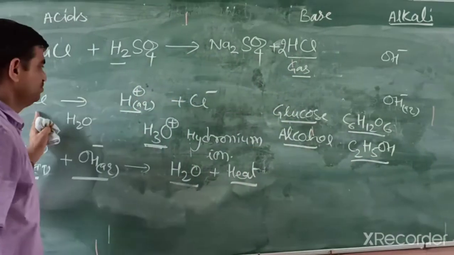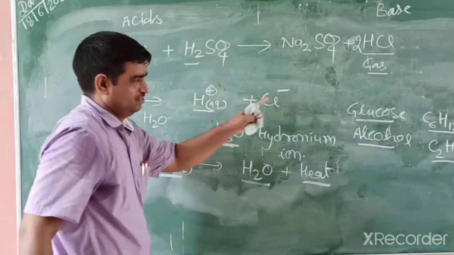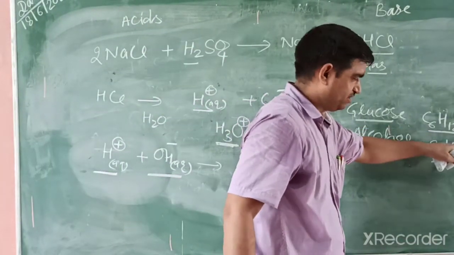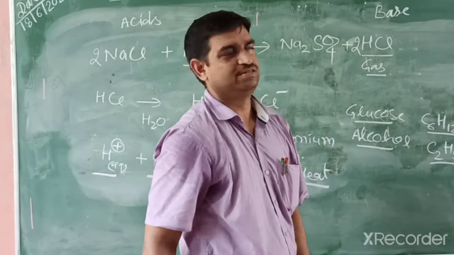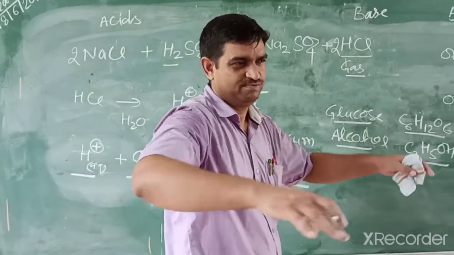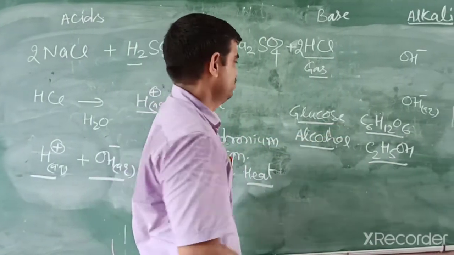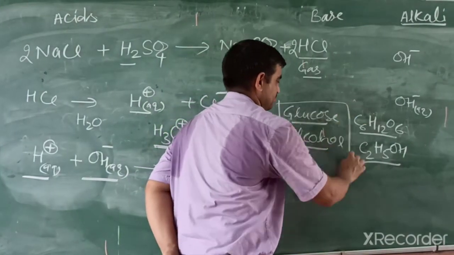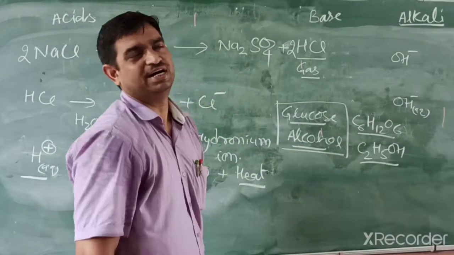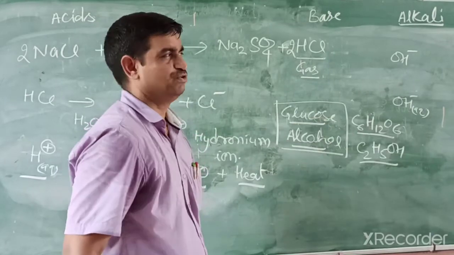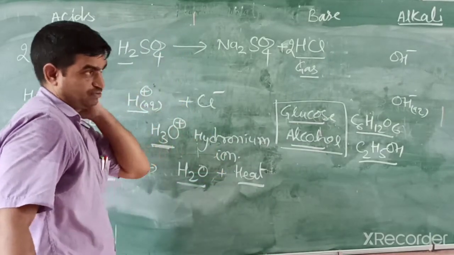In acids, the hydrogen dissolves into ions. Glucose and alcohol have hydrogen, but they do not release ions, and they do not pass current when we dissolve them in water. Why do they not pass current? Because there is no free ion, because this hydrogen is bonded. We can explain it in this way.